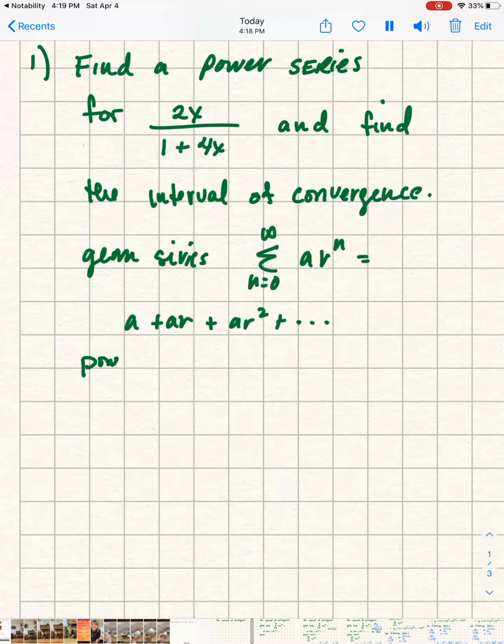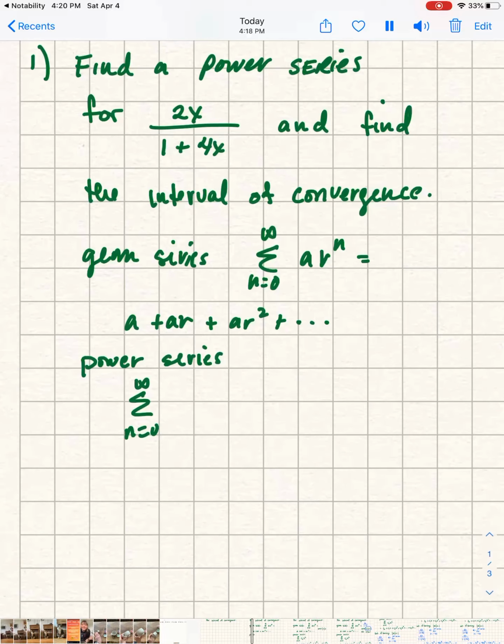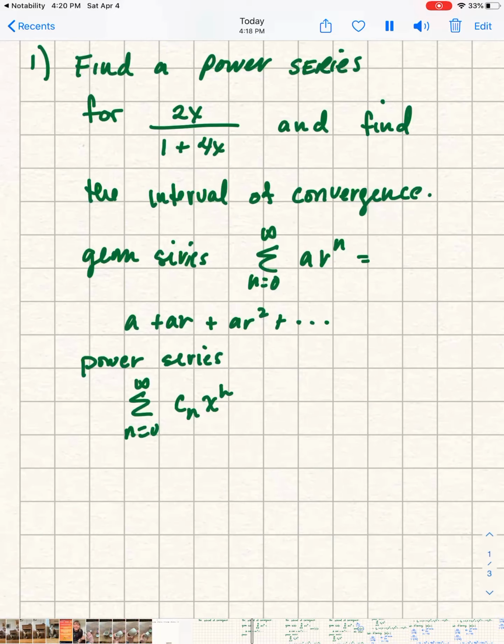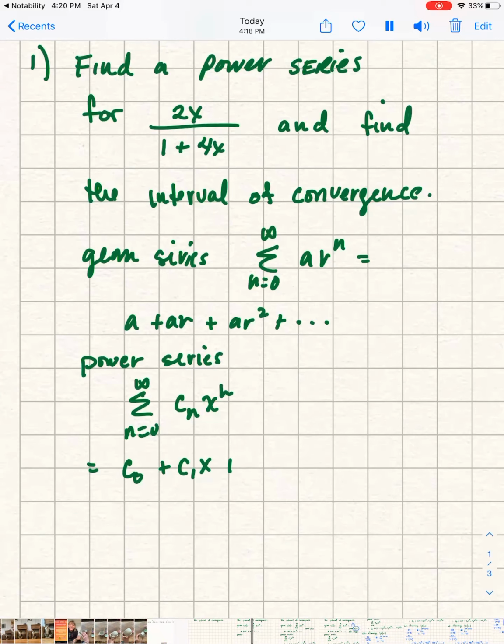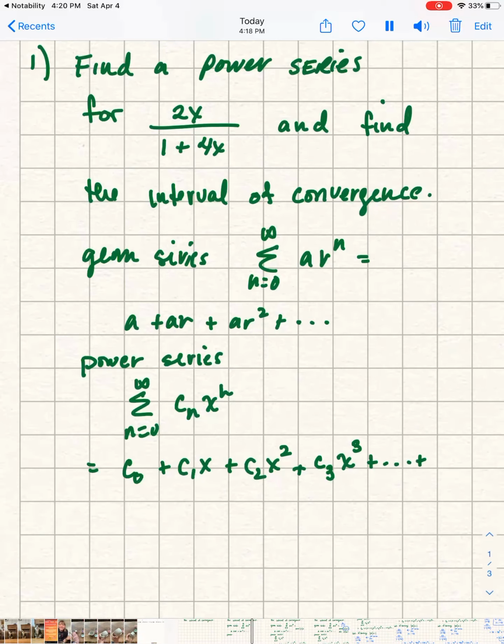Now, a power series is pretty much the same, but instead of having the r, they use x, but n still goes from 0 to infinity. The first term, now they use c sub n, all right, and then you have x to the nth power. So this is considered a power series, which is basically the same thing: c sub 0 plus c sub 1 x plus c sub 2 x squared plus c sub 3 x cubed plus dot dot dot plus c sub n x to the n, and then it continues on forever.